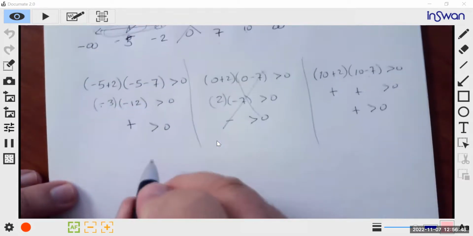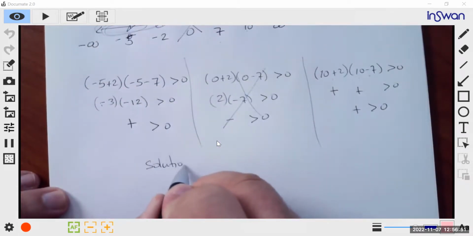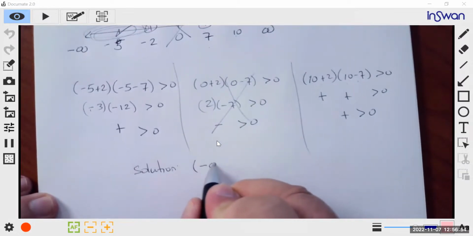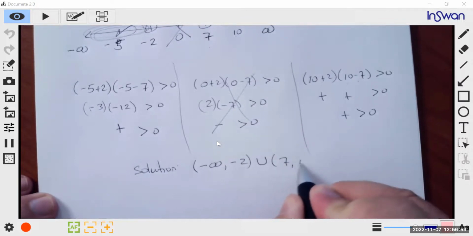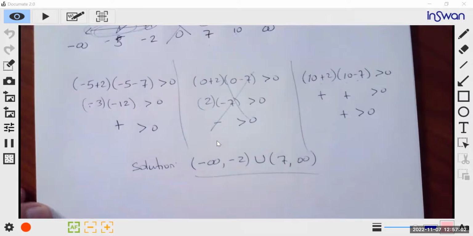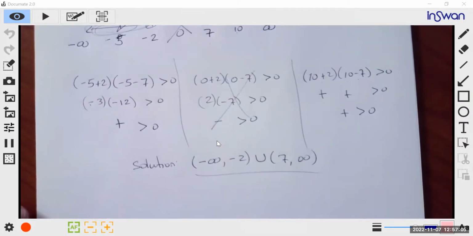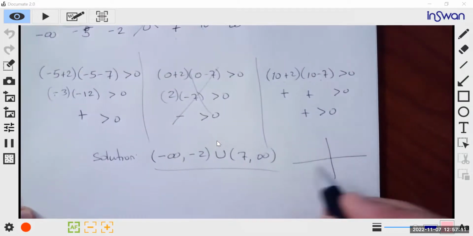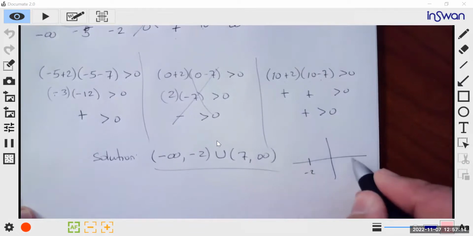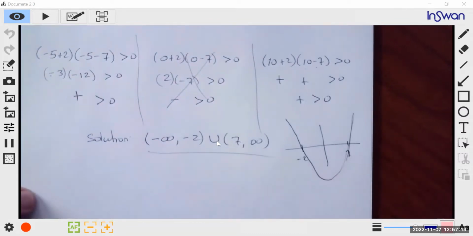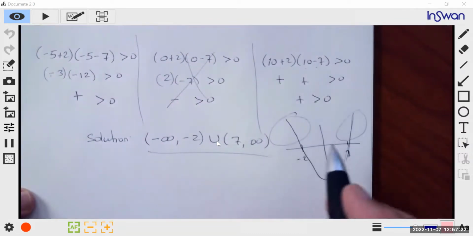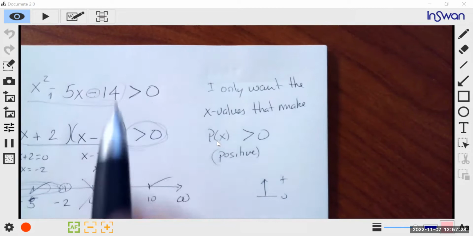So my solution is where? It's in the domain of -infinity to -2, unioned with 7 to positive infinity. That's my solution. Because if we drew the graph, at -2 and 7, it's a parabola, it's positive. We only want these sides since it's greater than 0. We want all our answers to be positive. That's what that says.